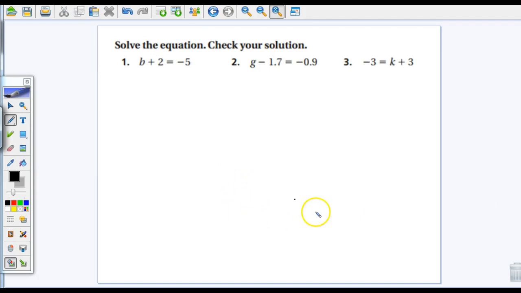Beautiful. Here I have 3 problems. It says solve and check. I'm going to solve one with you, and you're going to solve the other 2. And I think I'm going to pick number 2 to solve because we have decimals. I know you guys aren't all that strong with decimals, so let's just go ahead and look at it. Okay. Here I have g minus 1.7 is equal to negative 0.9. Remember, I have to do the inverse operation. This is a negative, so I'm going to add 1.7 to both sides.